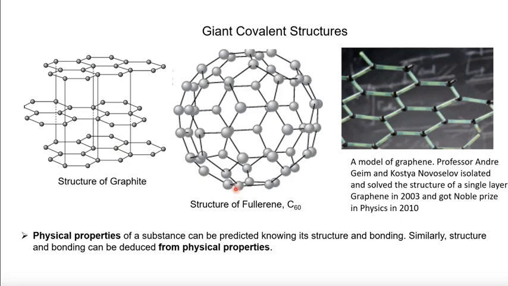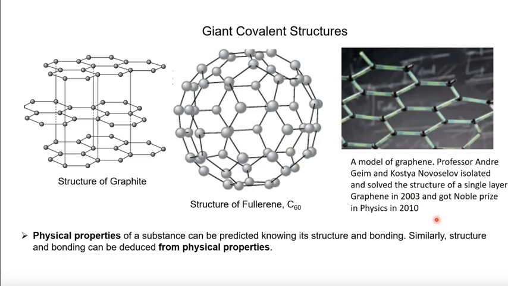Similarly, if we go for fullerene, you see here these are carbon atoms, each bonded with 3 other carbon atoms, and it is structured like a ball. Its composition is C60. It is also called the buckyball structure. And then we have the graphene structure. You see, this is a simple graphene structure. It's an allotrope of carbon. Professor Andre Geim and Kostya Novoselov isolated this and solved the structure of single layer graphene in 2003 and got the Nobel Prize in Physics in 2010.